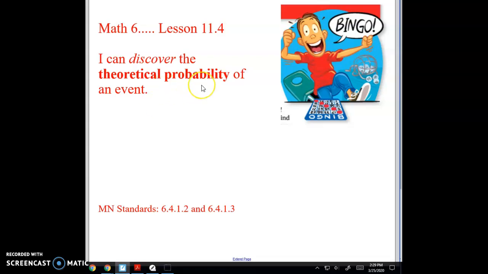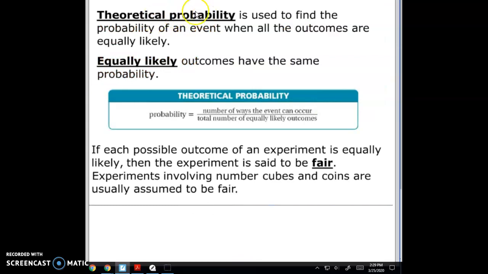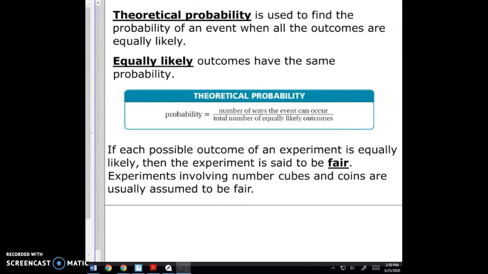So we're doing theoretical probability today, and that's lesson 11.4. And theoretical probability is used to find the probability of an event. Okay, and we're going to assume that all outcomes are equally likely. What does equally likely mean? That means everything has the same chance of happening. Like on a coin, we're assuming that heads is as likely as tails. Okay, so we're assuming everything is fair.